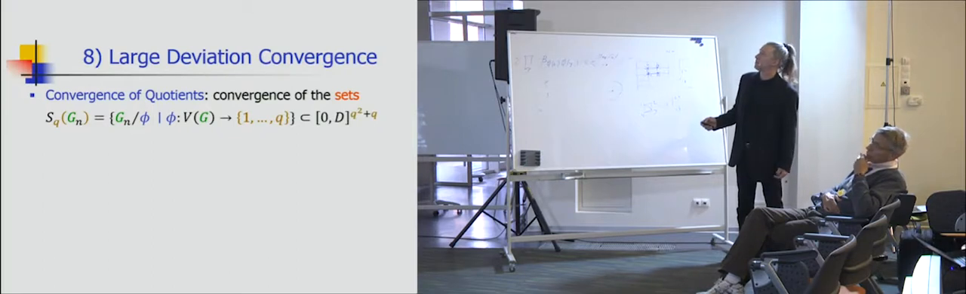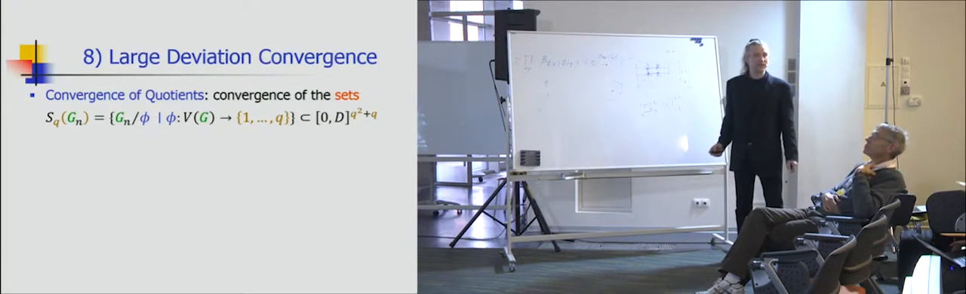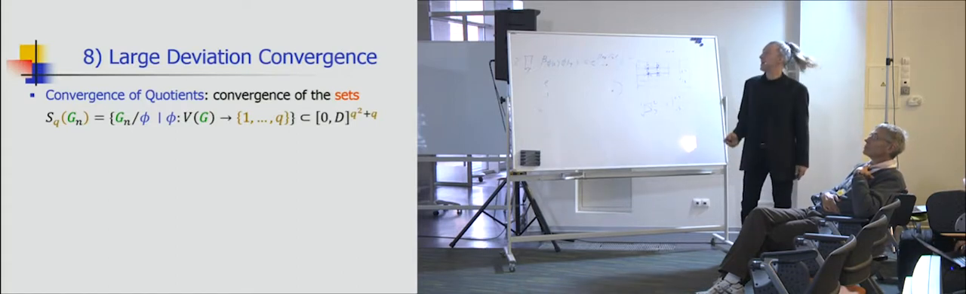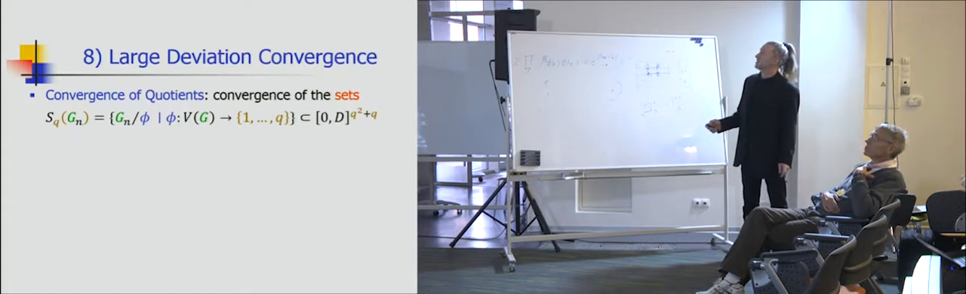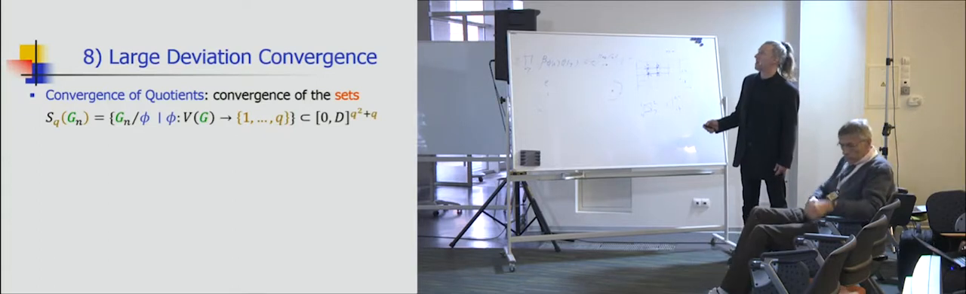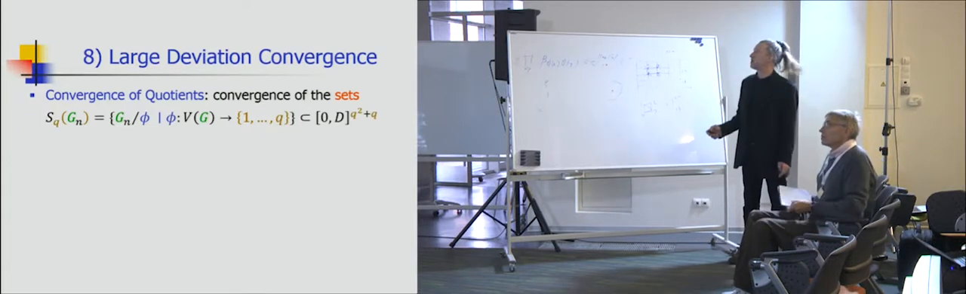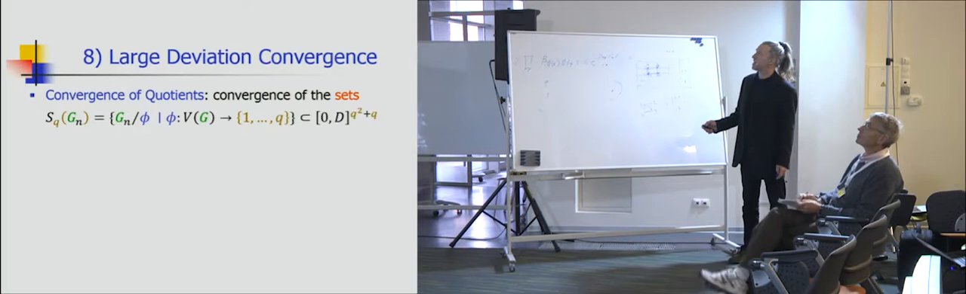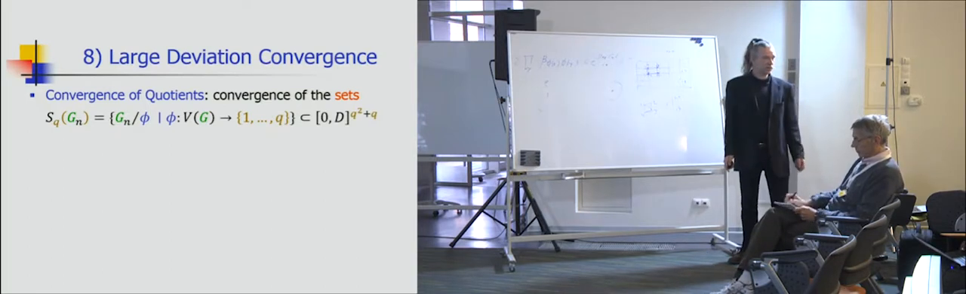So we have Q color classes, that is Q weights, and then we have Q squared possibilities for the colors of the two endpoints of an edge. Since we divide by n and the maximum degree is bounded by d, this is something which lies in [0,d] to the number q squared plus q.